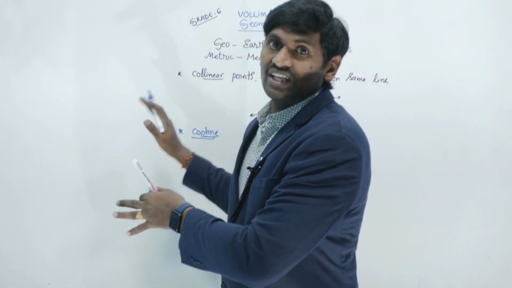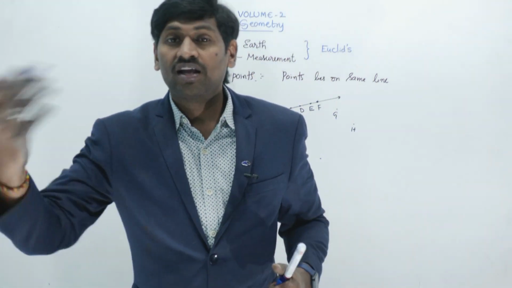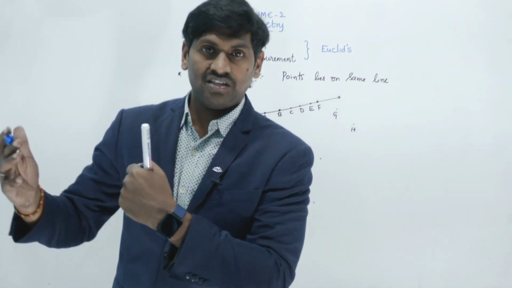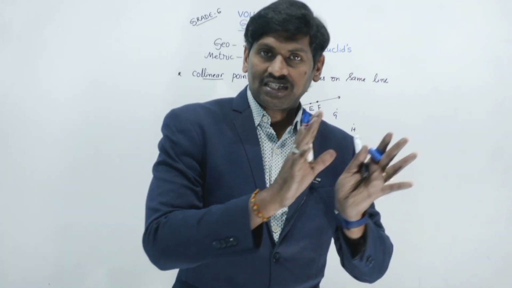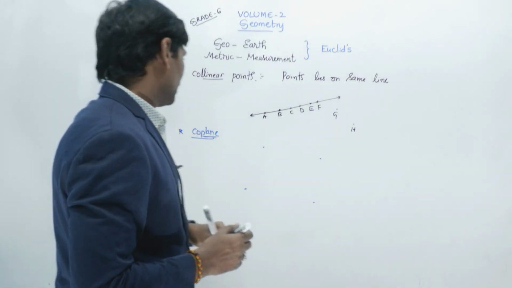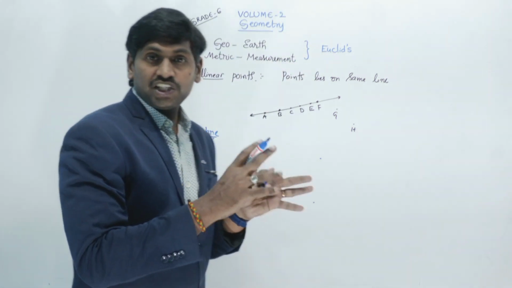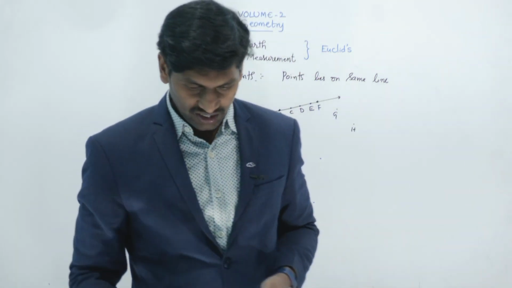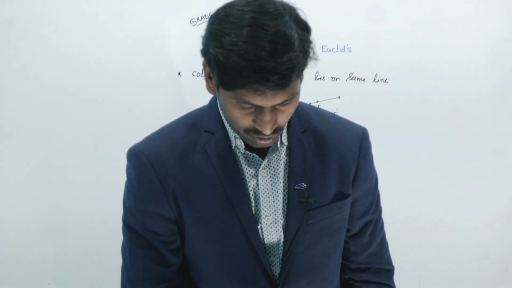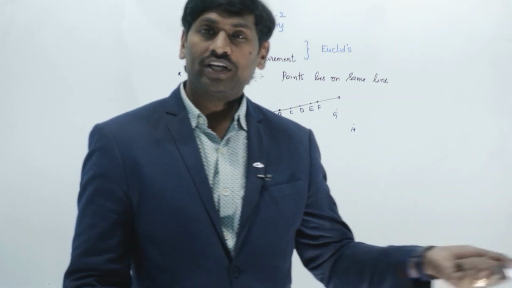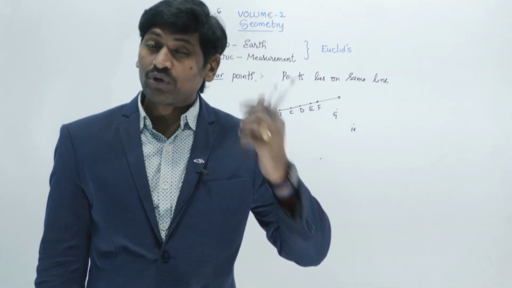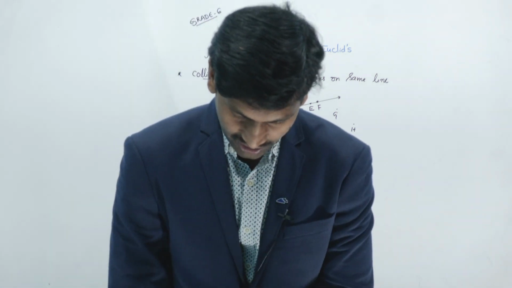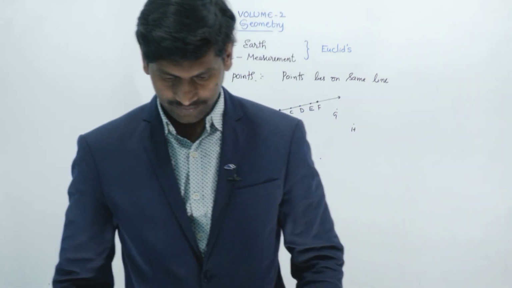Some points are on one wall and some points are on another wall. They are not coplanar because they are on different planes. A plane is nothing but a surface. Coplanar means points lying on the same plane are called coplanar. Non-coplanar also we discussed, and non-collinear points also. Points not lying on the same line are called non-collinear points.